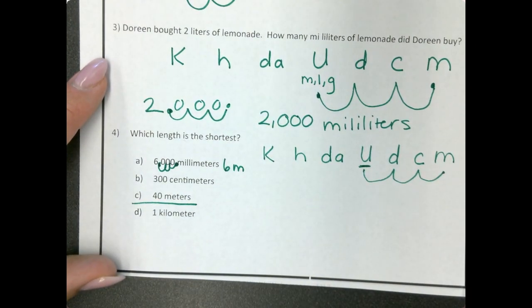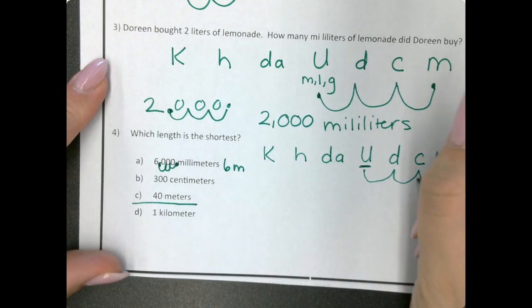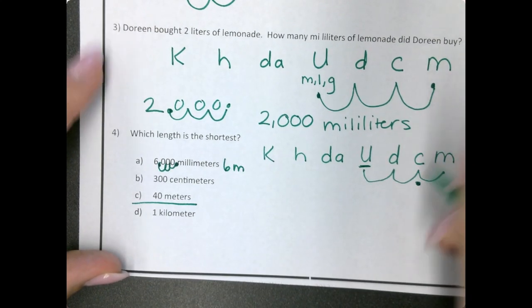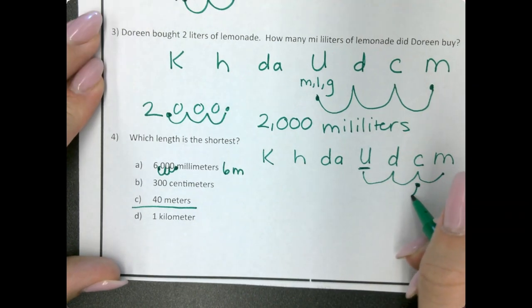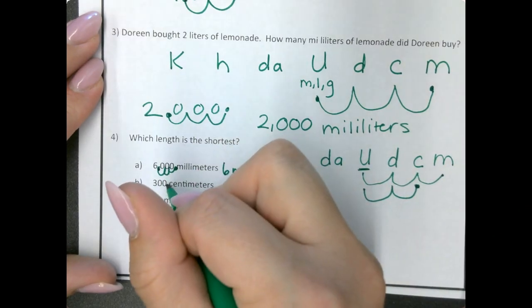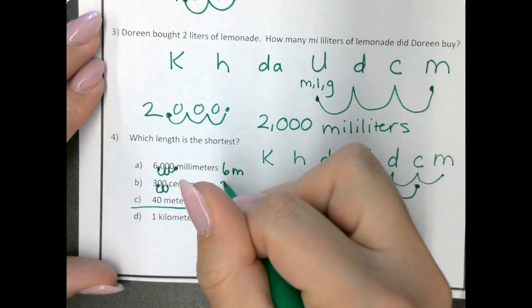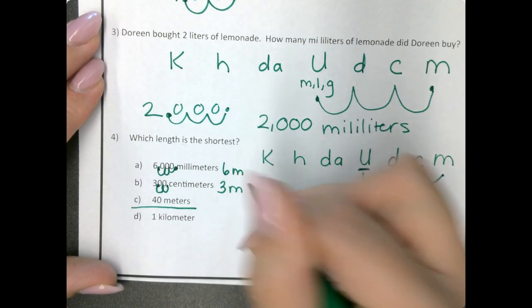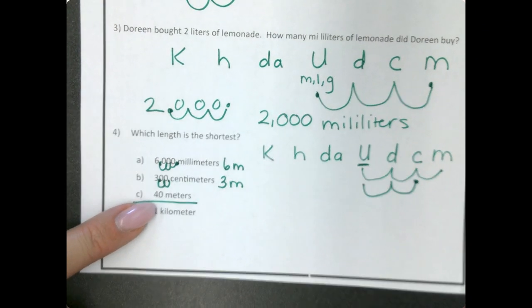For B, we have 300 centimeters. So where are we starting? The C. I'm going to put my lines down here. We're going to the M, the U. So we're going to go 1, 2. Here's my decimal. 1, 2. So this is equal to 3 meters. C is already done. We have 40 meters.